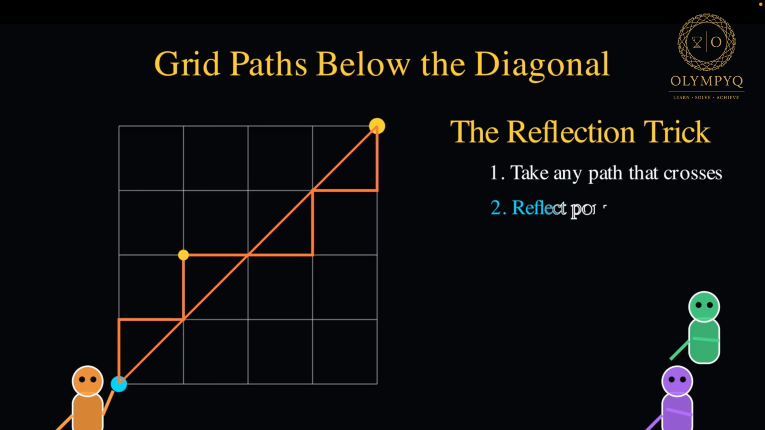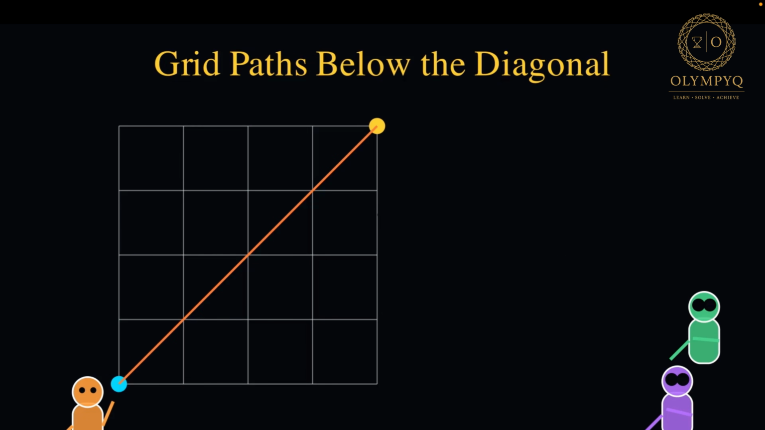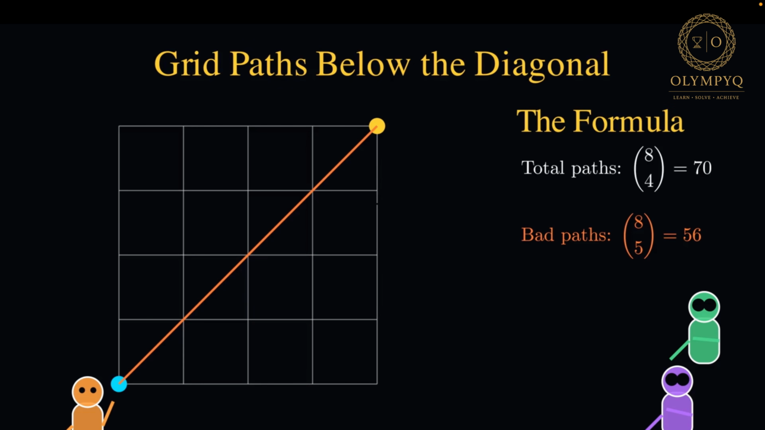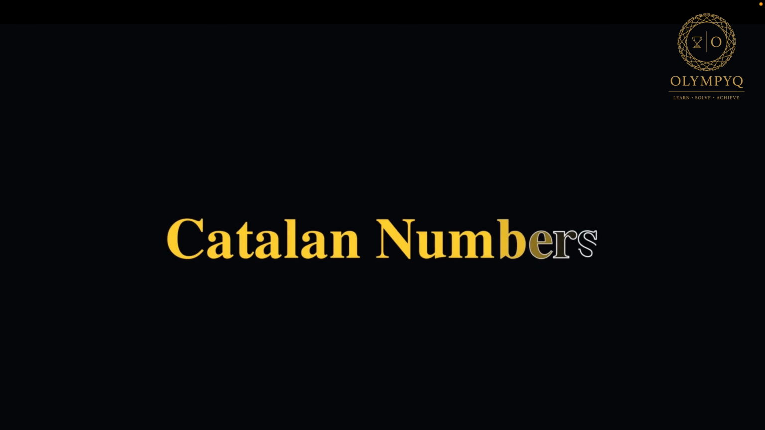Take an invalid path that crosses the diagonal and reflect the part after the crossing point. That new reflected path ends up higher, at the point 4, 5. So counting the invalid paths is the same as counting the paths to that higher point. It's symmetry, hidden in plain sight. So total paths is 70, invalid reflected paths is 56, and valid ones is 70 minus 56, that is 14. And that's the fourth Catalan number. We have just discovered the Catalan sequence in disguise.